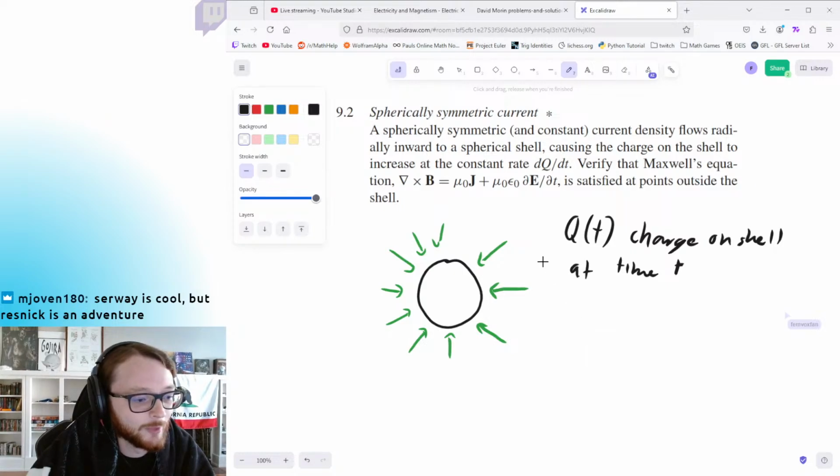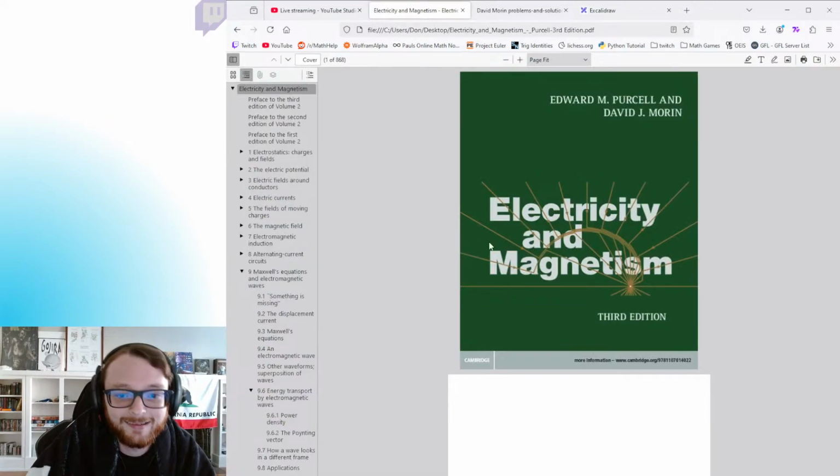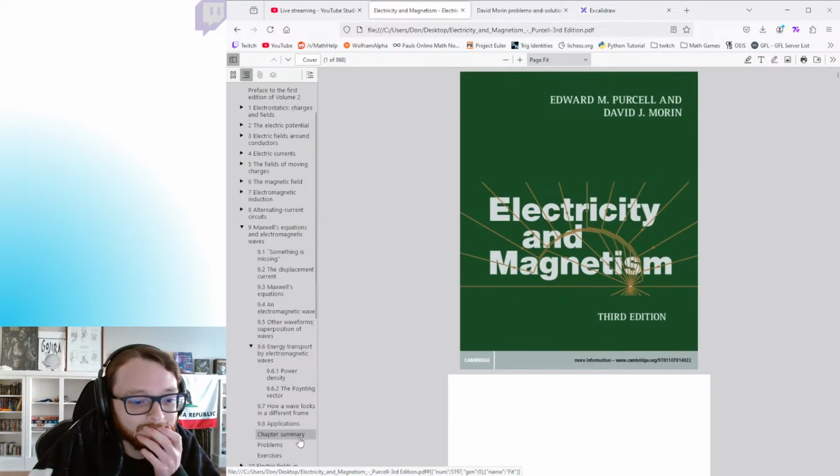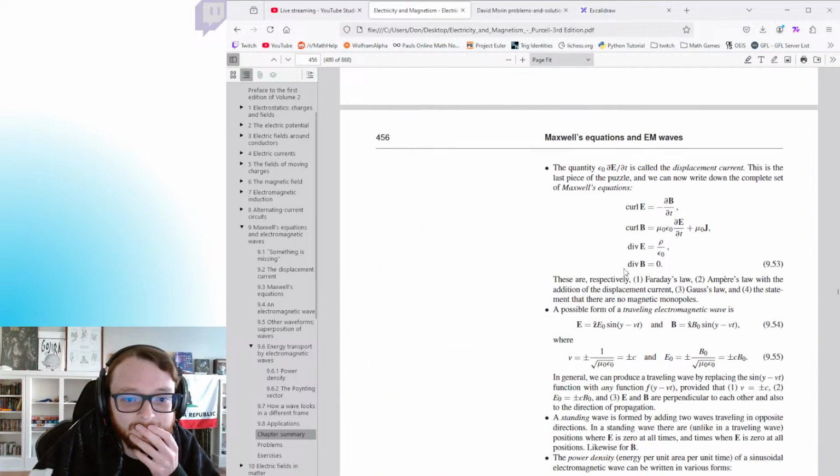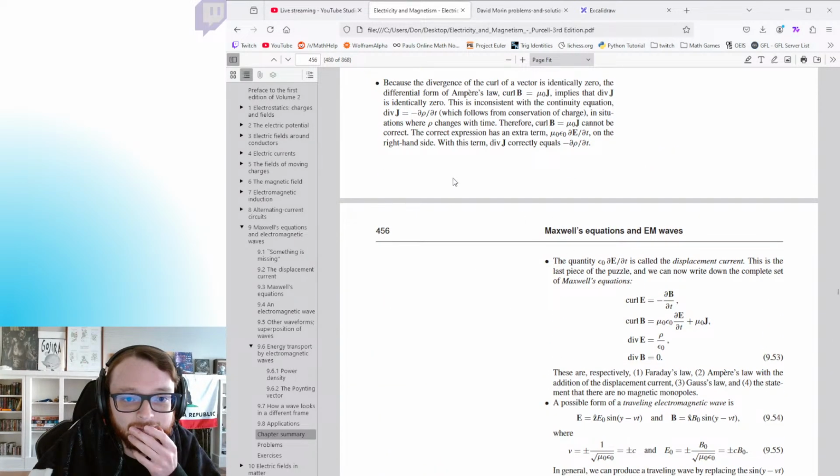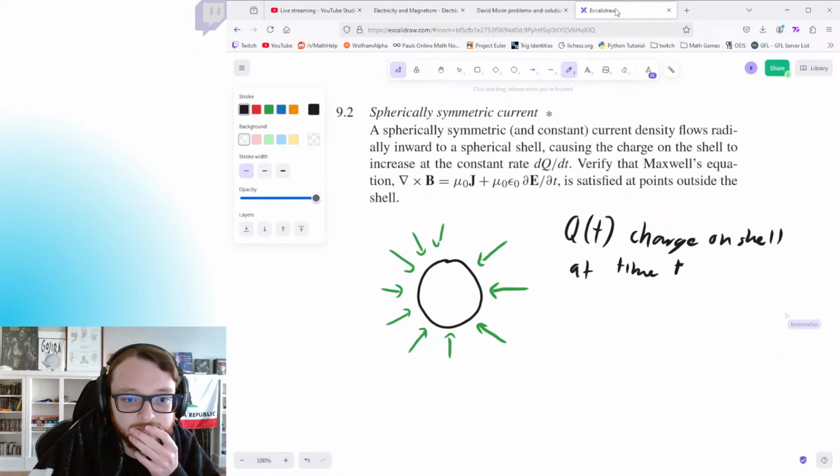Dipiana, I have no clue how to do that, so sorry. So, we've got a spherically symmetric shell and a spherically symmetric current density flowing inwards. Charge on the shell increasing at a constant rate. Yeah, and you're saying maybe find the electric field using Gauss's law somehow?